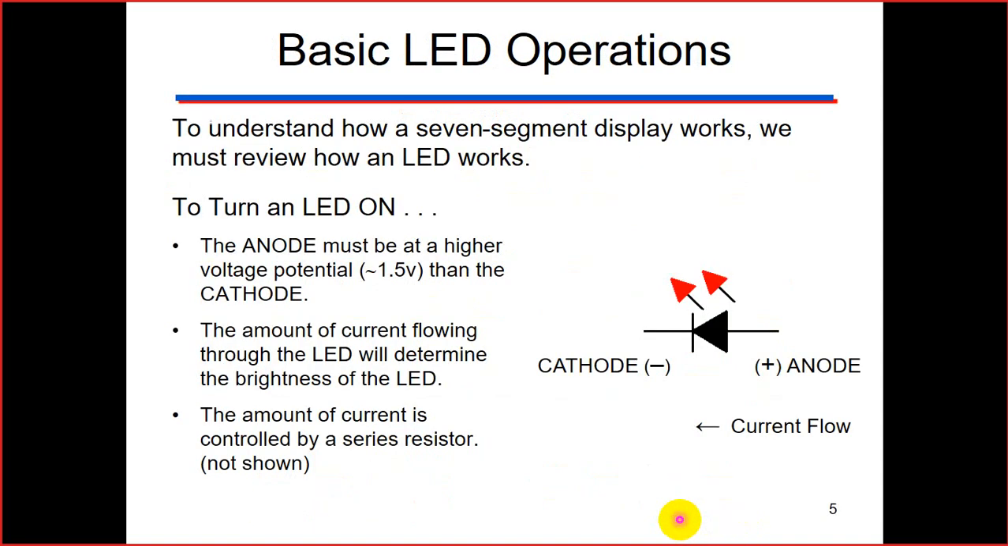So let's see what is the basic LED operation. To understand how a 7-segment display works, we must review how an LED works. To turn an LED on, look at over here. This is the anode. Positive side is the anode. Negative side is the cathode. The anode must be at a higher voltage potential, close to 1.5 volt, than the cathode.